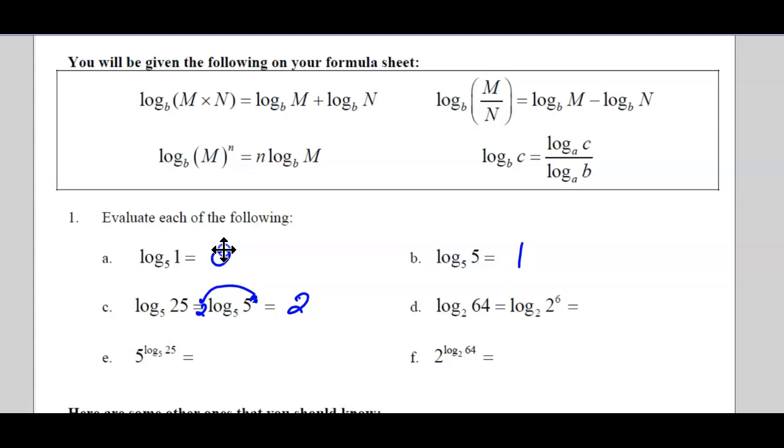Same thing here, right? So 64 is 2 to the 6. So now we know that the value of this is going to be 6. The 6 goes in front. Log of 2 base 2 is 1.